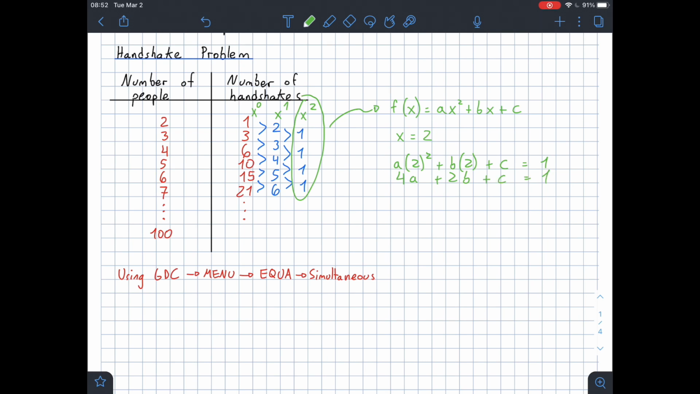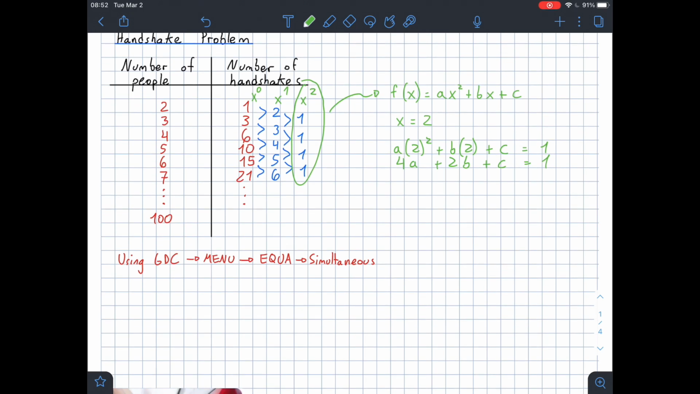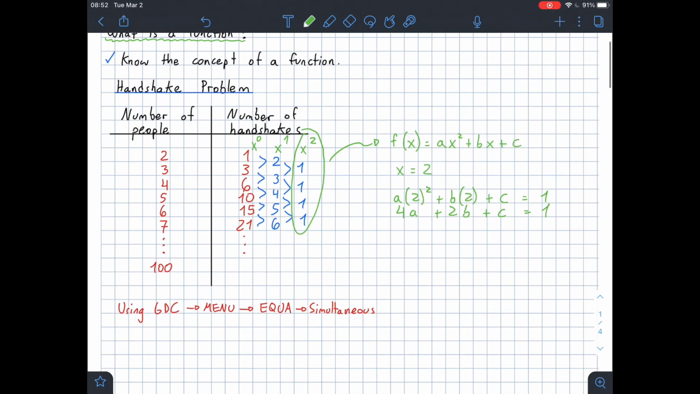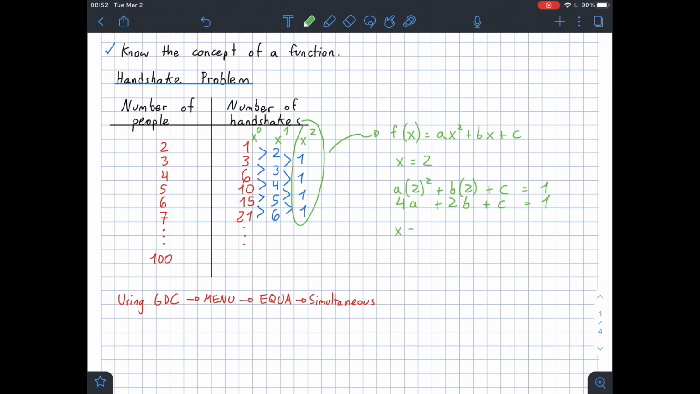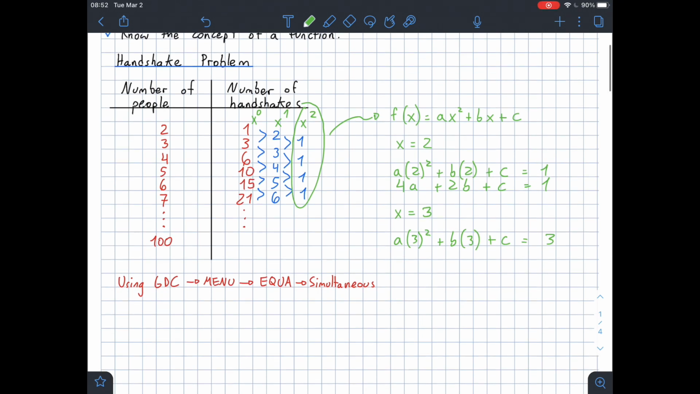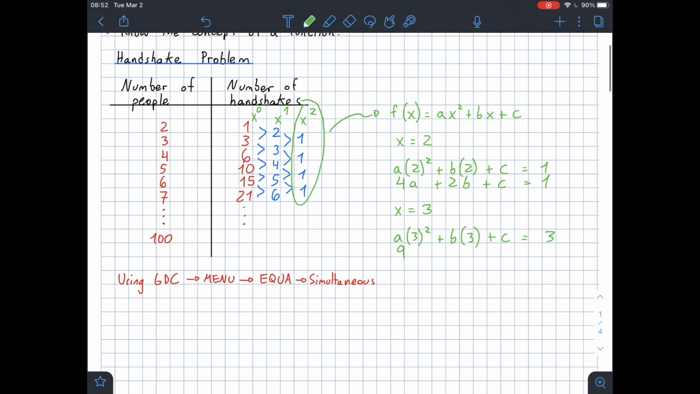Don't worry, this is just an introductory example. We're going to be analyzing each of the concepts later on. I just wanted to show you the importance of a function using this example. So then, if we work with x equals 3, for example, we know that the value of the function should be 3. There are 3 handshakes when we have 3 people. So doing the same process, this would be a times 3 squared plus b times 3 plus c is equal to 3. Okay? So if I organize it, we will have 9a plus 3b plus c is equal to 3.